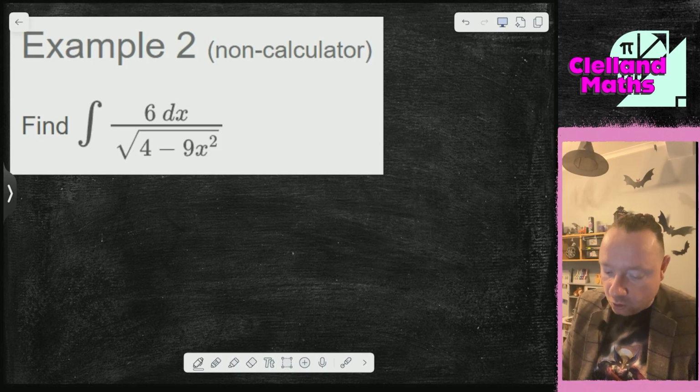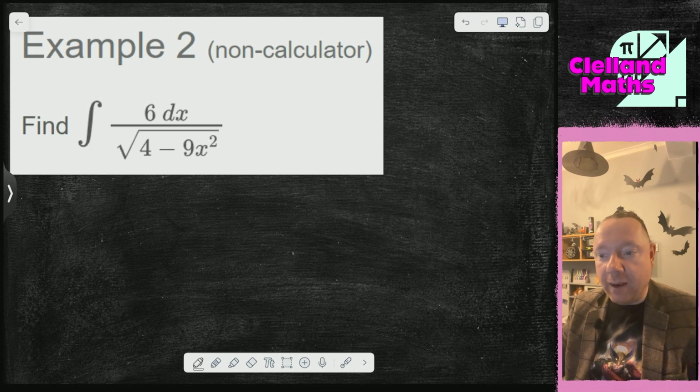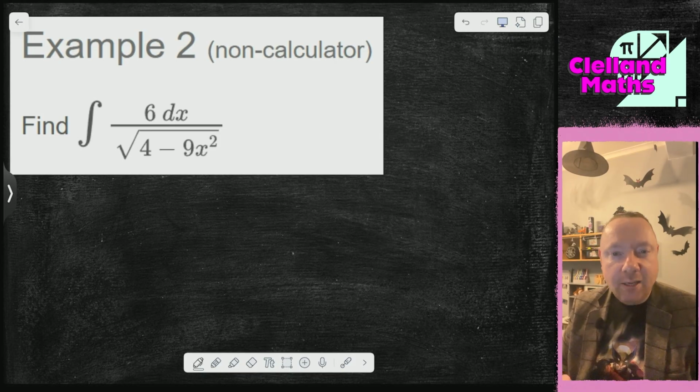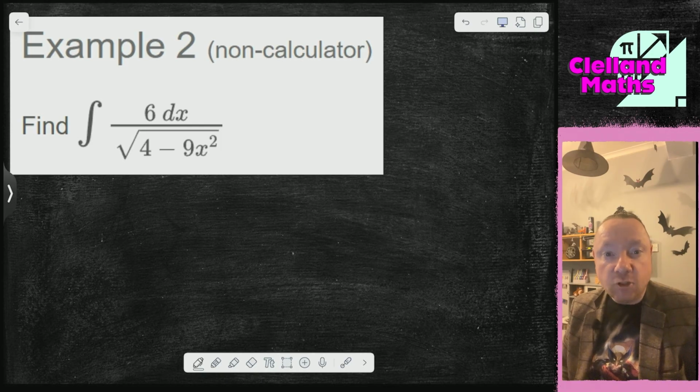Example 2, integrate 6 dx over the square root of 4 minus 9x squared. So this is one of the ones where the start of the exam paper does help a lot. If you ever notice there's something squared on the bottom, especially like a square root, you're looking at the start of the exam paper because it's probably an inverse trig function.